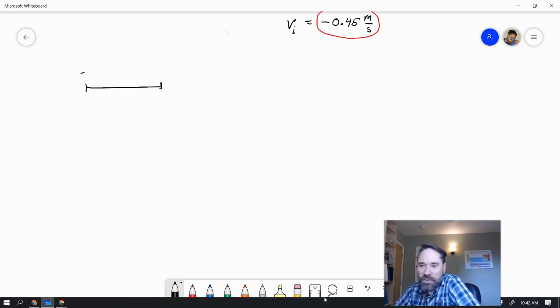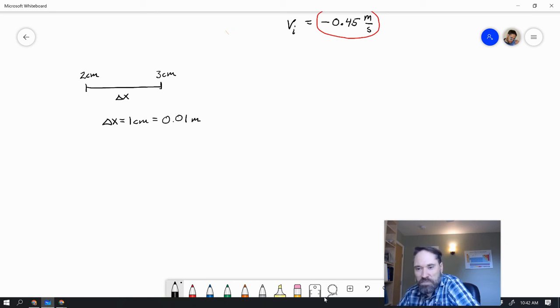We're going to start off at the 2 centimeter mark, and then we're going to slide over here to the 3 centimeter mark. Right? So my change in position that's happened now is just the single centimeter. My change in position is equal to 1 centimeter, which is also equal to 0.01 meters.